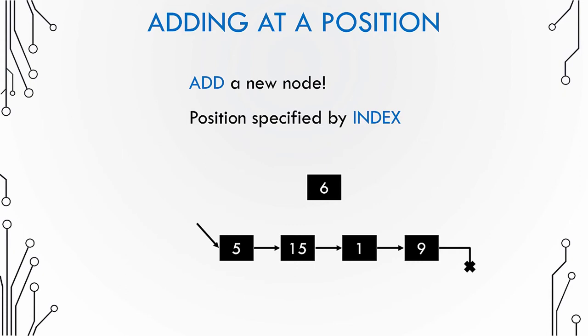So in this case, I want to add a node at position number 3, but there is already an element present at position number 3, which is 1. So how do you manage to add a new element without disturbing the linked list? Basically the goal is to make changes in such a way that this element 15 points to 6 and 6 points to 1, thereby ensuring the continuity of the linked list.